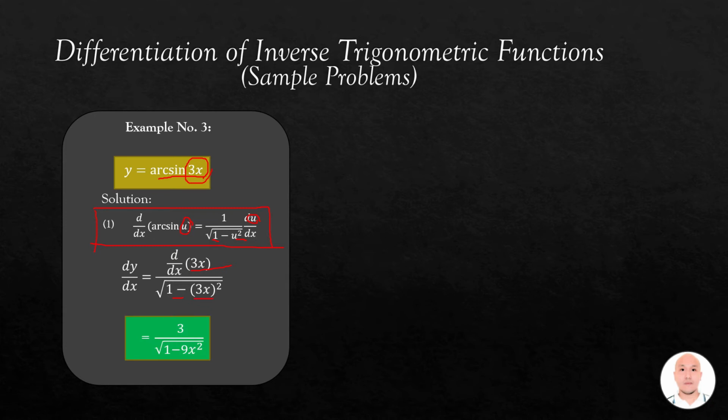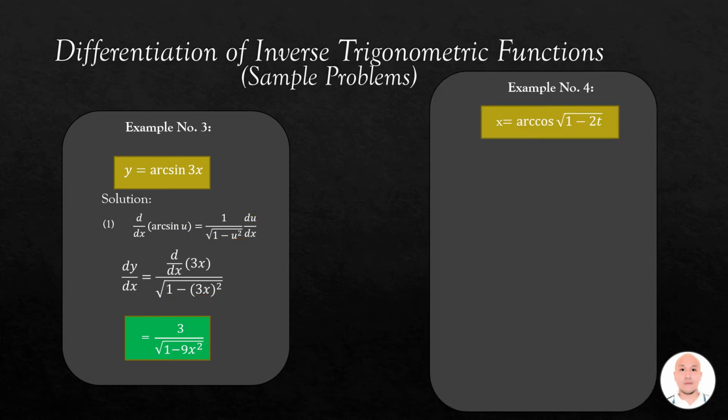Therefore, our answer is the differentiation of this one. d over dx of 3x is equals to 3. We just need to simplify this form. 3x squared is equivalent to 9x squared. So our final answer is 3 over square root of 1 minus 9x squared. For problem number 4, x is equals to arc cosine of square root of 1 minus 2t.